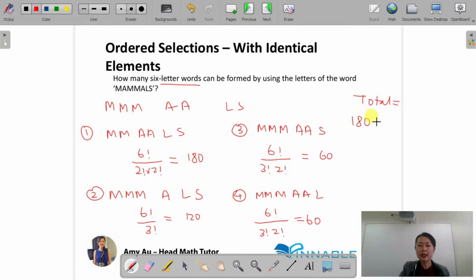Okay, so the total will equal these 4 things added together. So 180 plus 120 plus 60 plus 60. Okay, just realized I didn't do the total, 1 sec. 120 plus 120 basically, so 420. Alright, so hopefully that makes sense. This one's more tricky because you're not using all the letters and the counting differs depending on which letter you don't use.